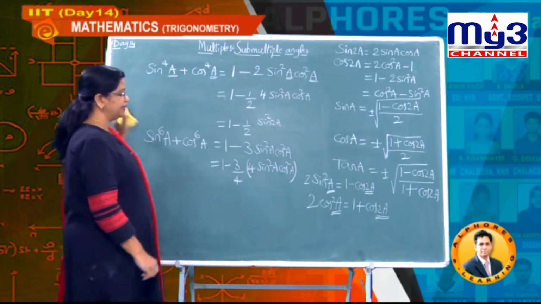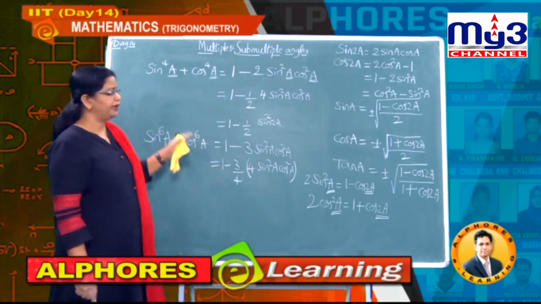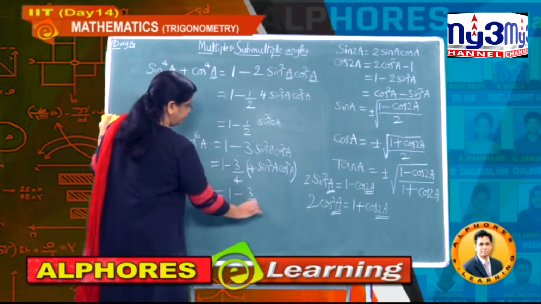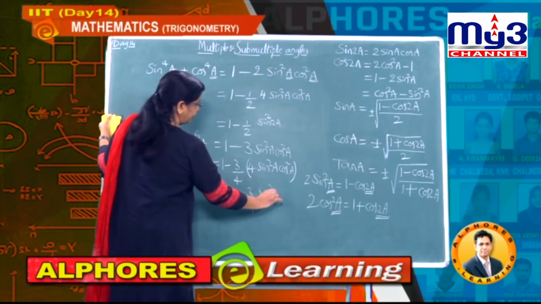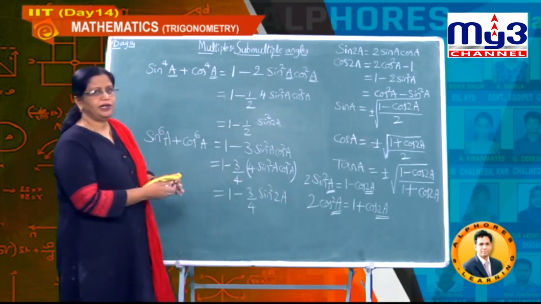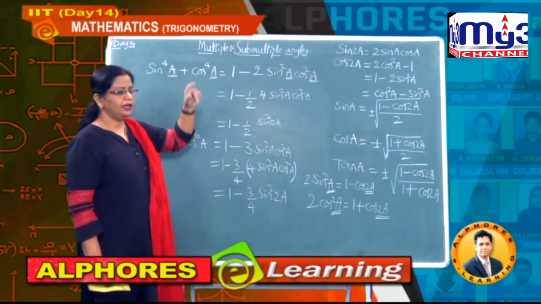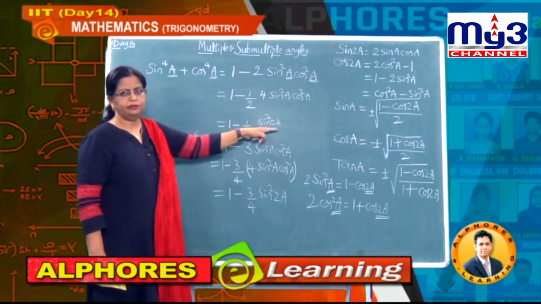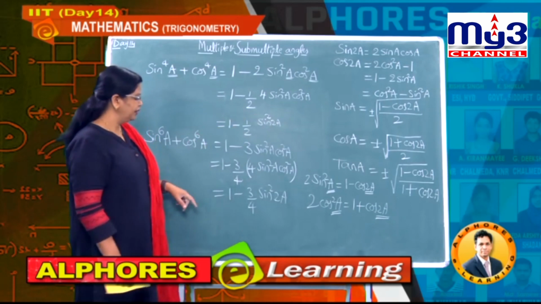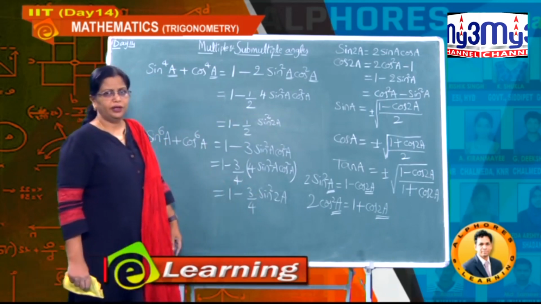Now what is 4 sin square A cos square A? It is sin 2A whole square. Therefore you got here 1 minus 3 by 4 sin square 2A. Understand students? Therefore what are the formulae you got here? This is not only in terms of A angle, but you got in terms of 2A angle also. 1 minus half sin square 2A, and this one is 1 minus 3 by 4 sin square 2A.